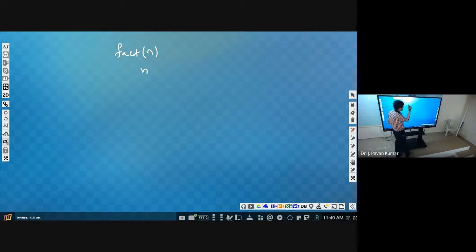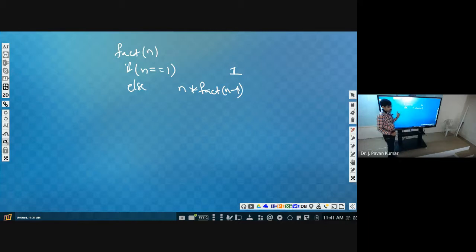So if n is 1, then we will give 1 value. Next, otherwise that is else. Else, then we should depend on the formula. What is the formula? n into fact of n minus 1. So n into fact of n minus 1. Got it? So this fact we will start here and we are ending like this.